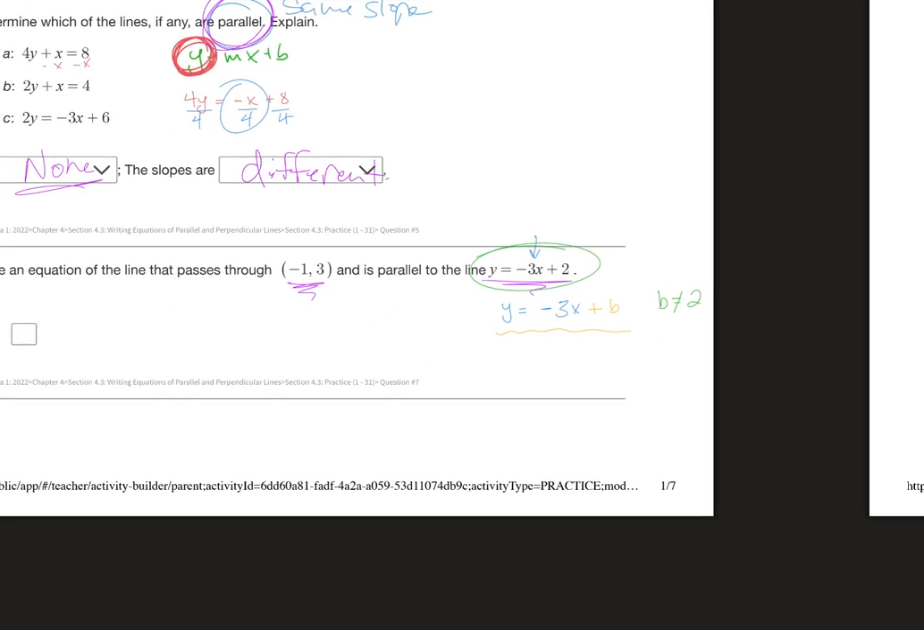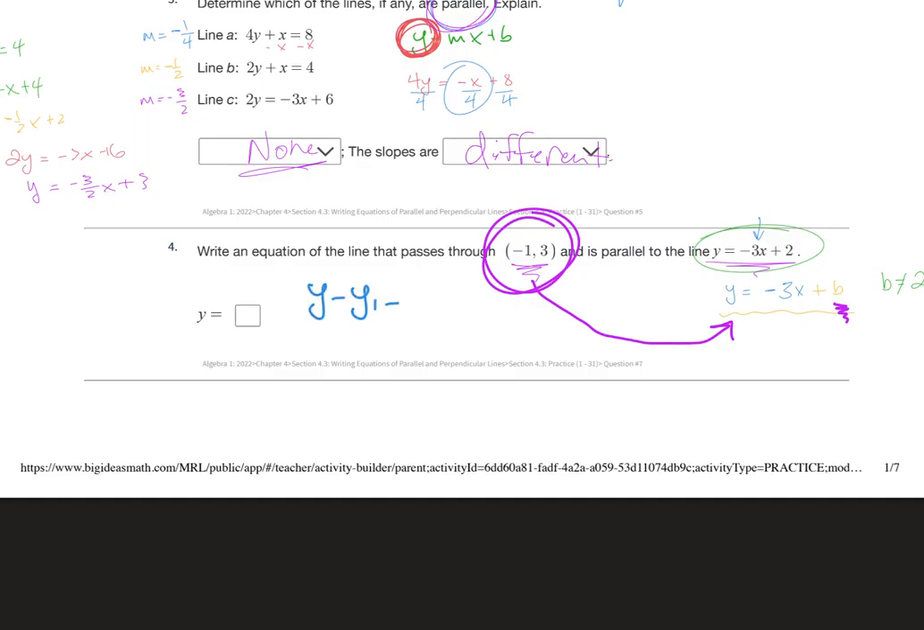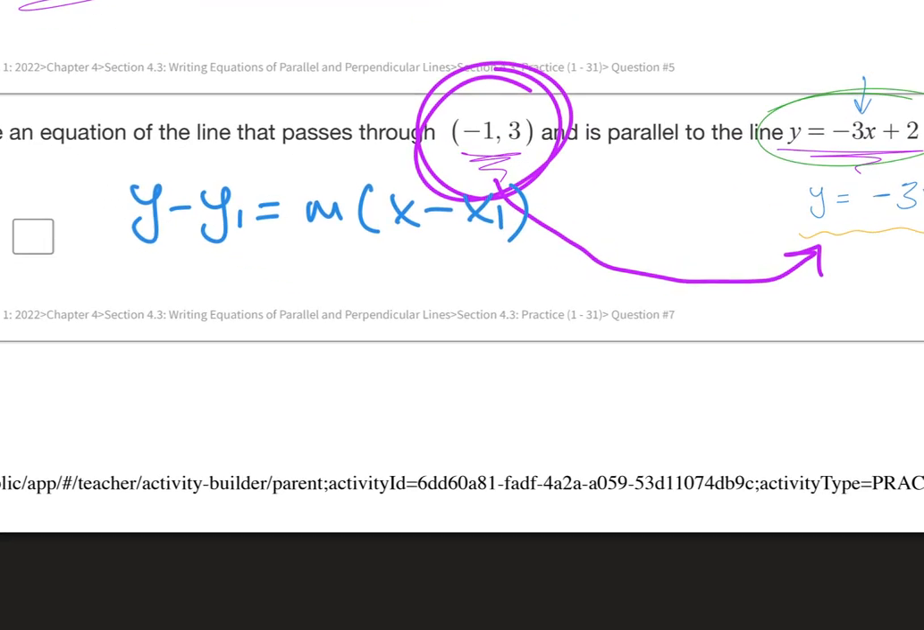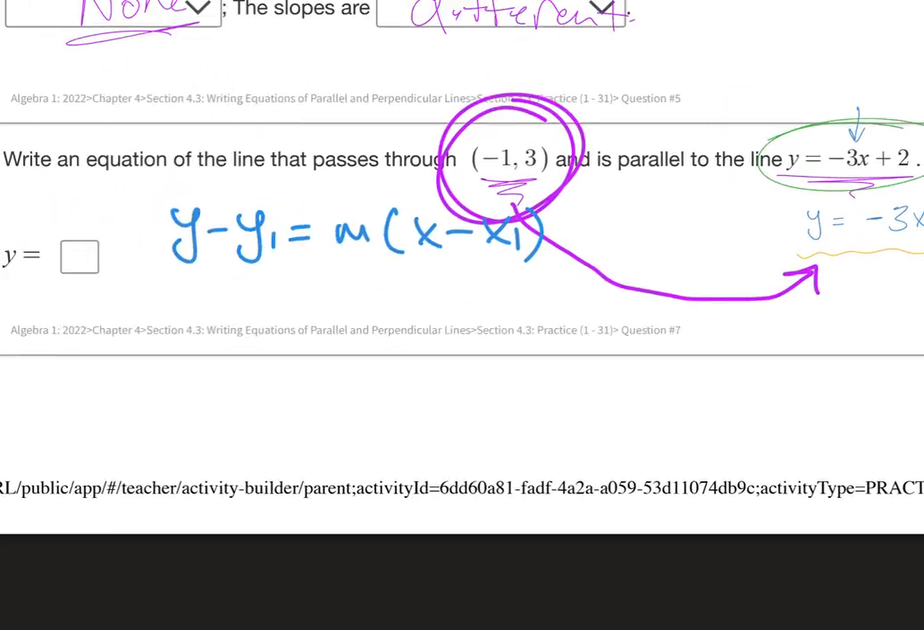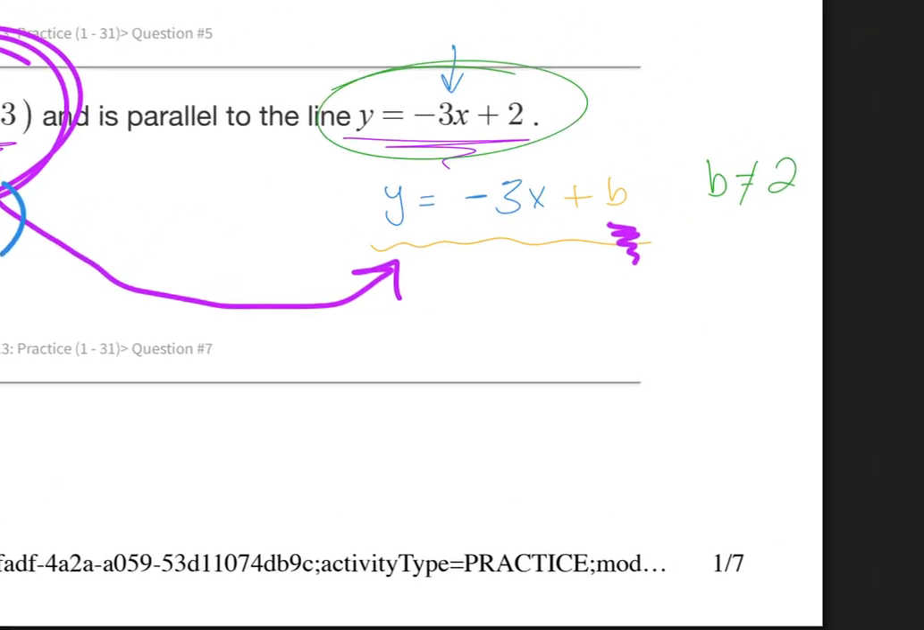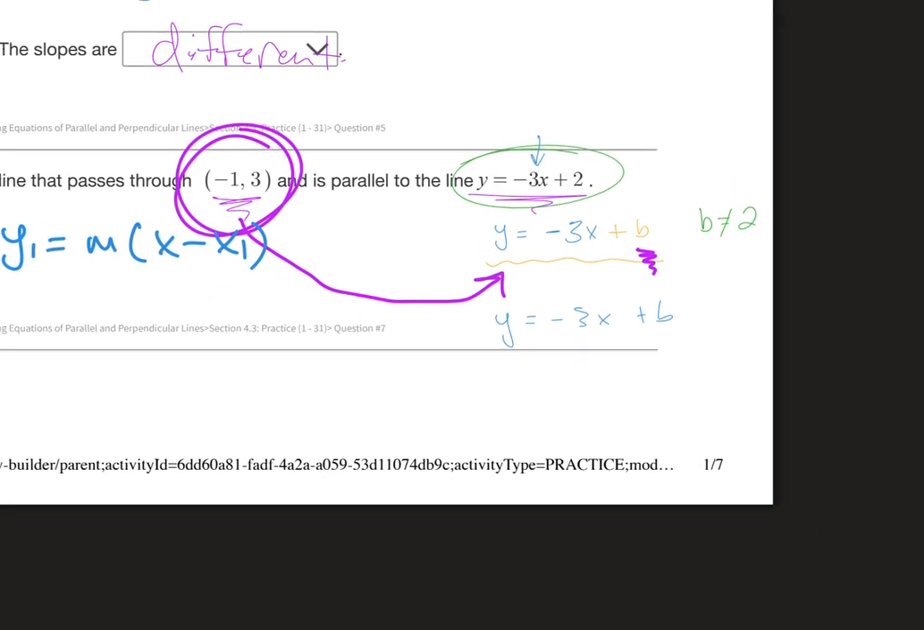Well, we want to go through a particular point. So what we can do is plug this in here and solve for b, or we could do the point-slope form, which is y minus y1. So here's what we could do. I'm actually going to do the purple thing first, and then the blue thing, just to show you both. So here we go. I'm going to rewrite it real quick, and then I'm going to plug all that in.